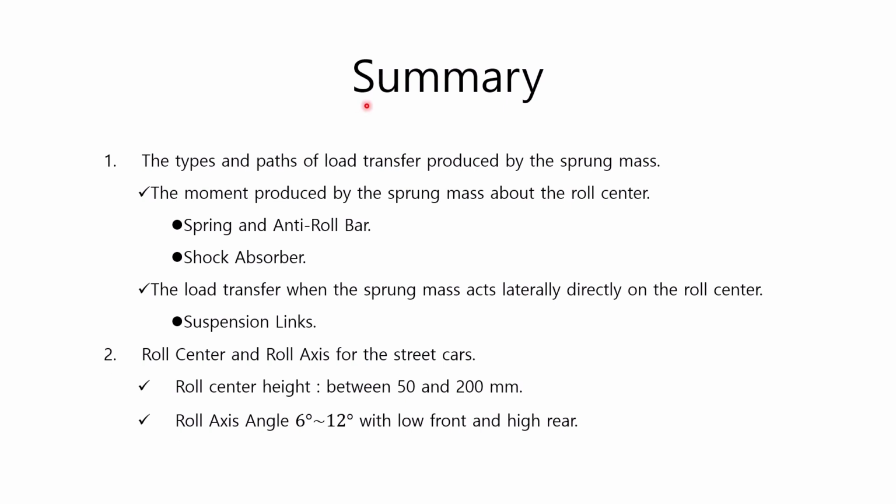Let's summarize the content of this video. In the idealized spring model, the types and parts of load transfer produced by the sprung mass can be broadly divided into two. The load transfer due to the moment produced by the sprung mass about the roll center is carried out through the spring, anti-roll bar, and shock absorber. The load transfer produced when the sprung mass acts laterally directly on the roll center is carried out through the suspension links. Most street cars have a roll center height between 50 and 200 millimeters, a roll axis angle between 6 and 12 degrees, and are designed to be low at the front and high at the rear.